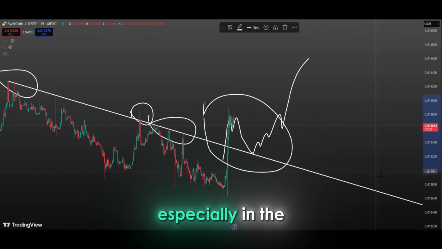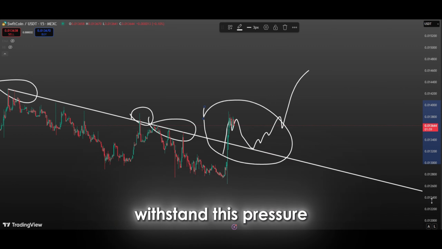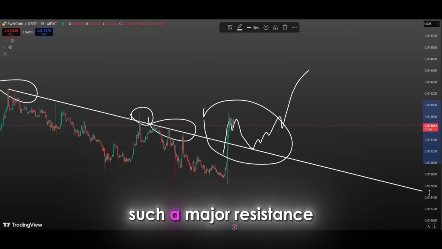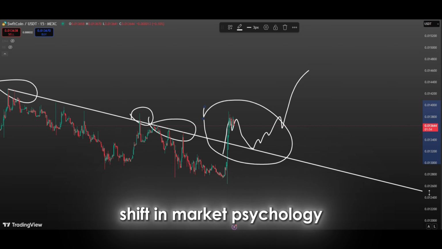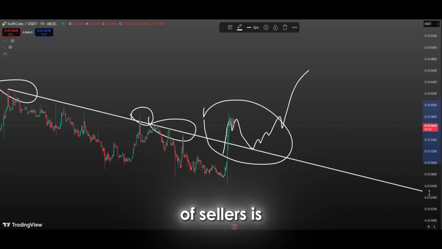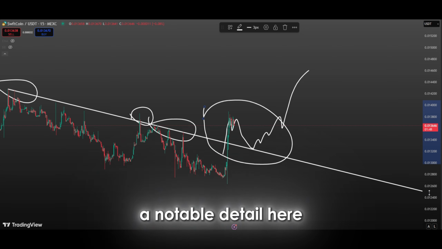As time progressed, especially in the most recent periods, it became evident that the price could no longer withstand this pressure and eventually broke above the descending trend line. The fact that the price was able to break through such a major resistance indicates a significant shift in market psychology. We can now understand that the dominance of sellers is starting to weaken and that buyers are stepping in more strongly. However, there's a notable detail here.